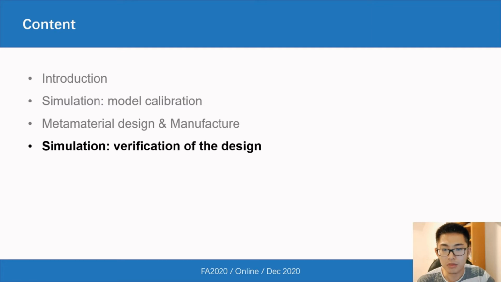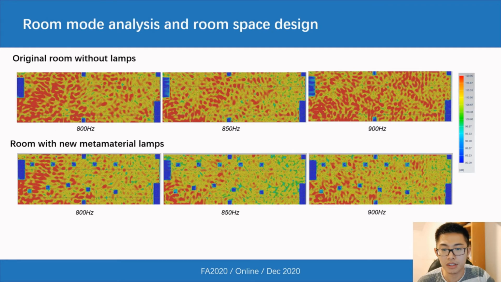We can use the fast multipole method to simulate the room with and without the new treatment for the target frequency range. Here we can take a close look at the comparisons at 800 Hz, 850 Hz, and 900 Hz. The top three plots are from the original room, while the bottom plots are the room with metamaterial lamps. As shown by the simulations, many of the high modes are mitigated by the new treatment.